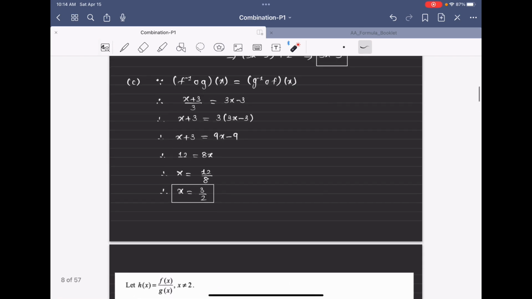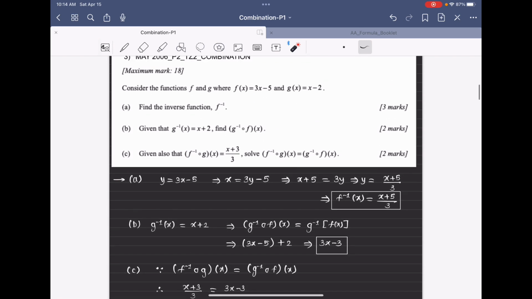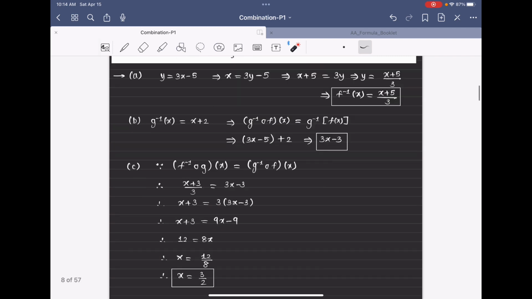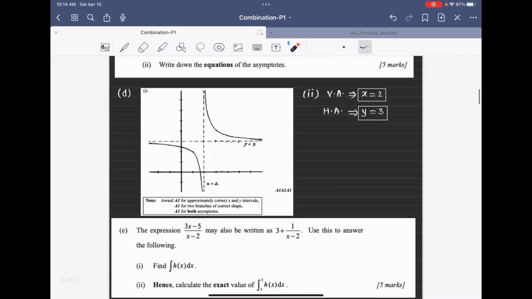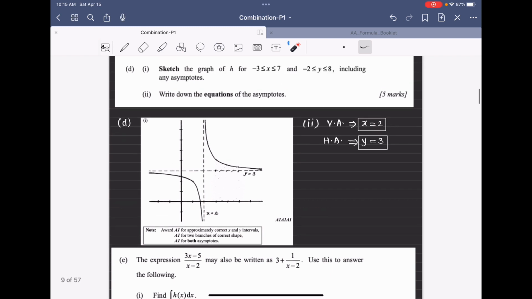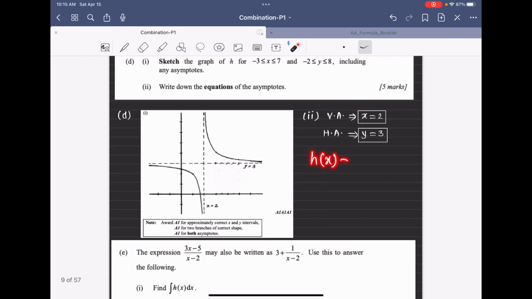My f of x is 3x minus 5. G of x is x minus 2. So if I rewrite this function, h of x is equal to 3x minus 5 upon x minus 2. First you equate the denominator to 0, because if the denominator becomes 0, the function does not exist. So what is the denominator? x minus 2. If I equate it to 0, it becomes x is equal to 2. So you show this vertical asymptote by x is equal to 2.